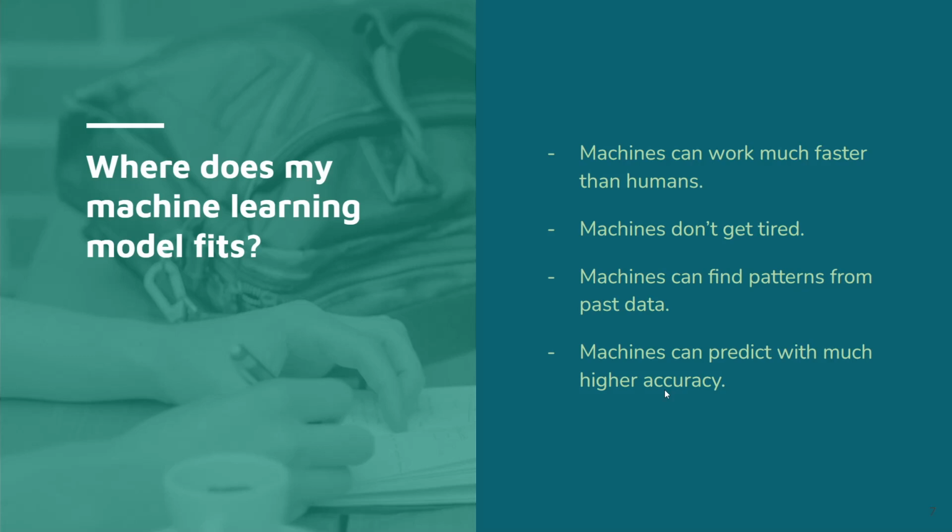And this is where I believe my breast cancer prediction model can help. As you all know, machines work much faster than humans. They don't make mistakes if they get tired, and machines can find patterns from past data to predict with much higher accuracy.